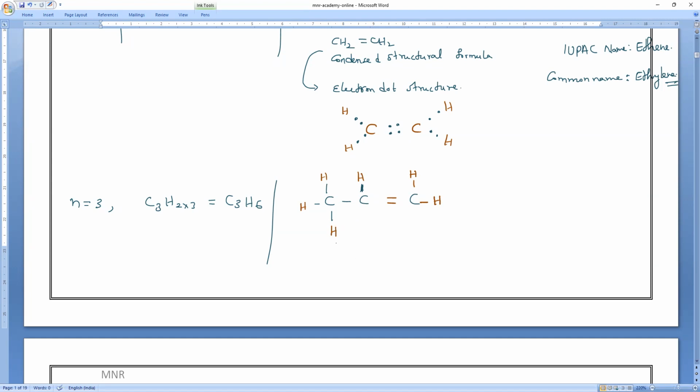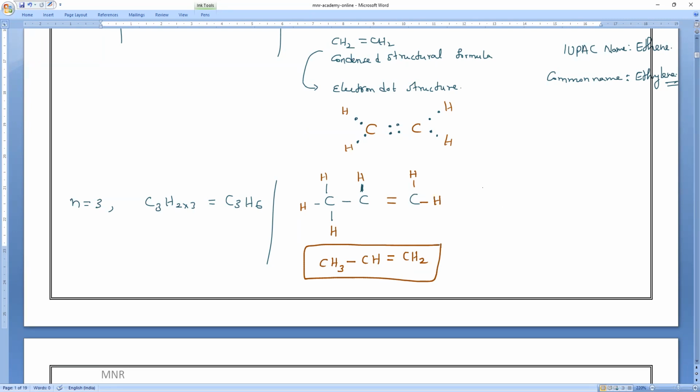So now I want the condensed formula. Everybody, condensed formula, make it quick. CH3 single bond, CH double bond, CH2. Am I right, guys? Everybody, this is the condensed structural formula: CH3 single bond CH double bond CH2.